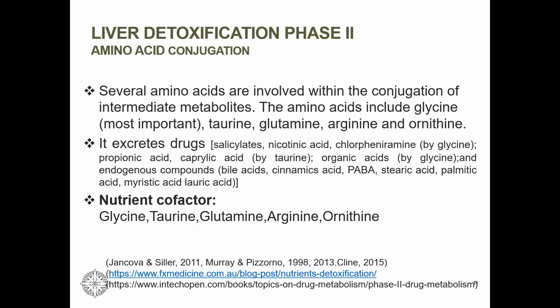And amino acid conjugation. This is why high biological value protein sources are so important, because the body can use some of these individual amino acids in the liver to excrete certain drugs, as well as bile acid or PABA or excess of palmitic acid. That's why all these amino acids become the cofactors, or they are a component of this conjugation pathway.